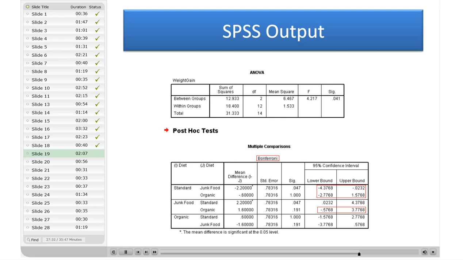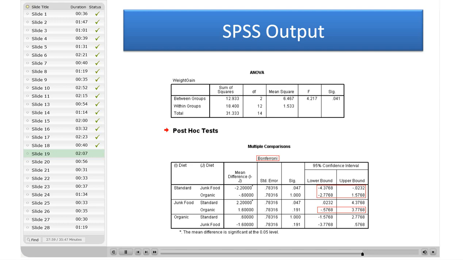Now, this ANOVA shows us that we can reject the null hypothesis that all the groups are the same. That's because the significance level is 0.04, which is less than 0.05. So again, a significance level below 0.05 means you have statistically significant results and you can reject your null hypothesis. But if we're rejecting the null hypothesis, then we need to look at post hoc tests, and you can see that we also have output for that.